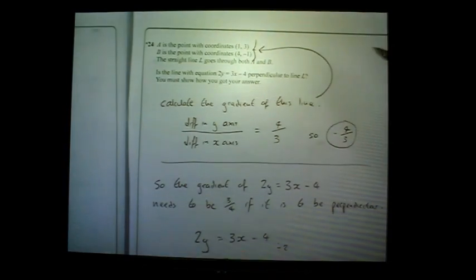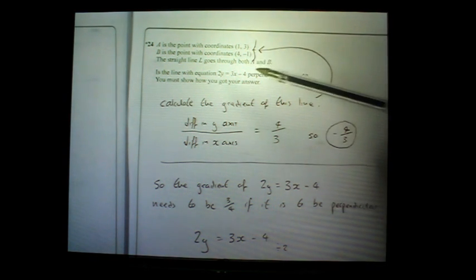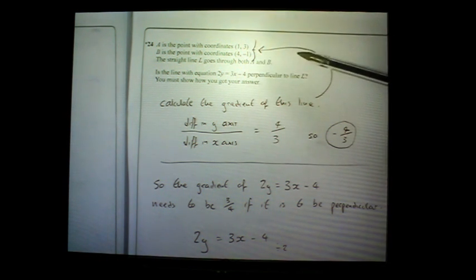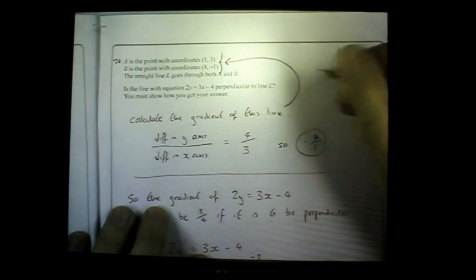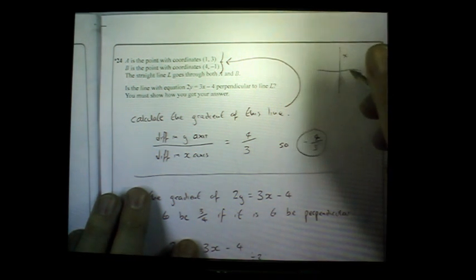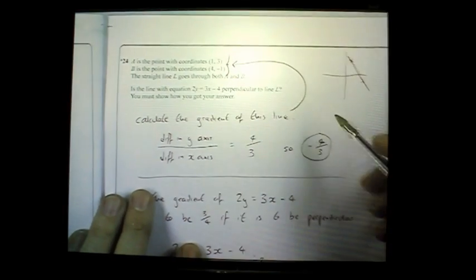Let's have a look. A is a point with the coordinates (1, 3), okay? And B is a point with coordinates (4, -1), and a straight line goes through A and B. So imagine you've got your, there you go, you'll have something like this, wouldn't you? (1, 3) is roughly there, isn't it? Let's go for about there. And (4, -1) is roughly there. So it's saying you've got a straight line that goes through those 2 points. All right, there you go.